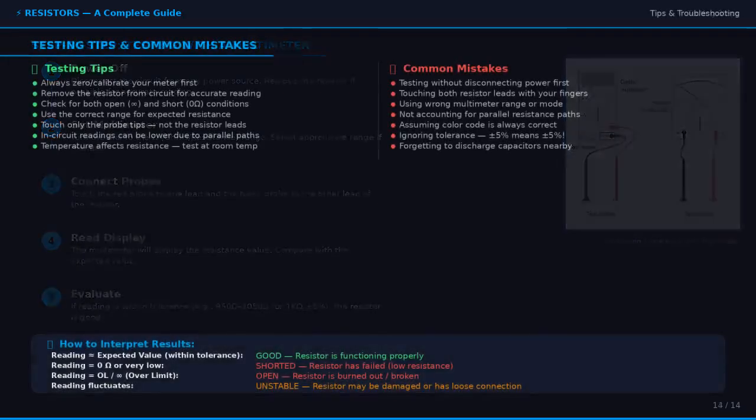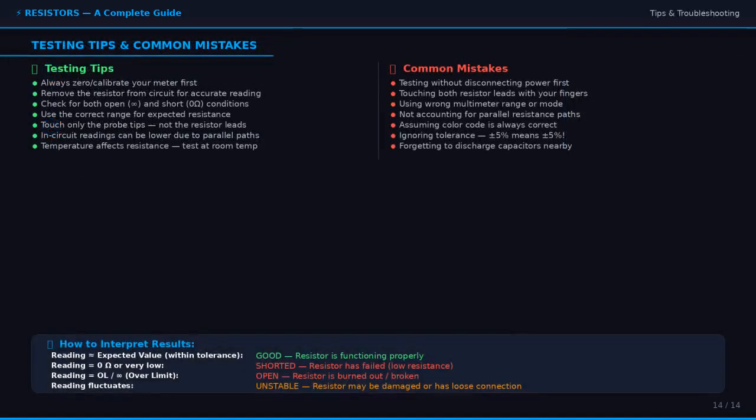Key testing tips. Always calibrate your meter first and remove resistors from the circuit for accuracy. Common mistakes include testing without disconnecting power and touching both leads with your fingers. 0 ohms means shorted. Over limit means open or burned out. A fluctuating reading suggests a damaged or loose connection.